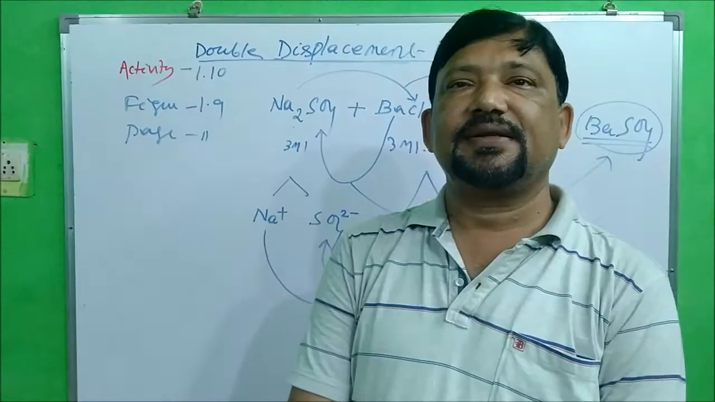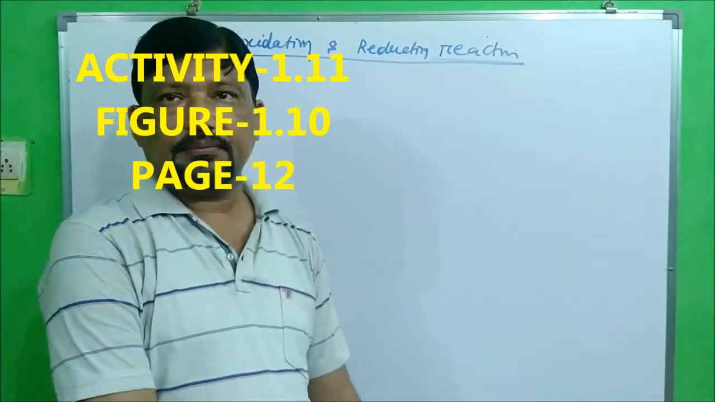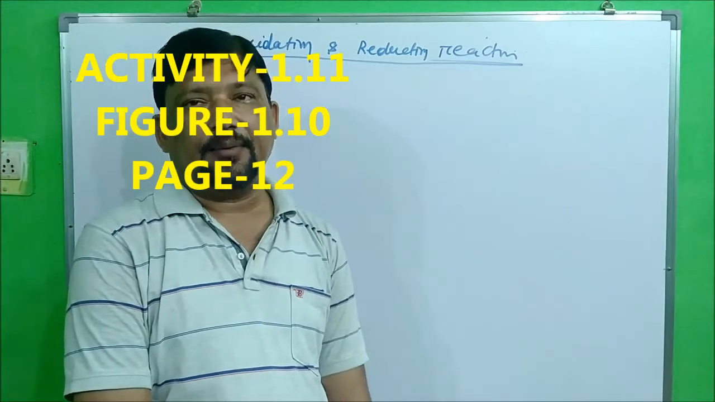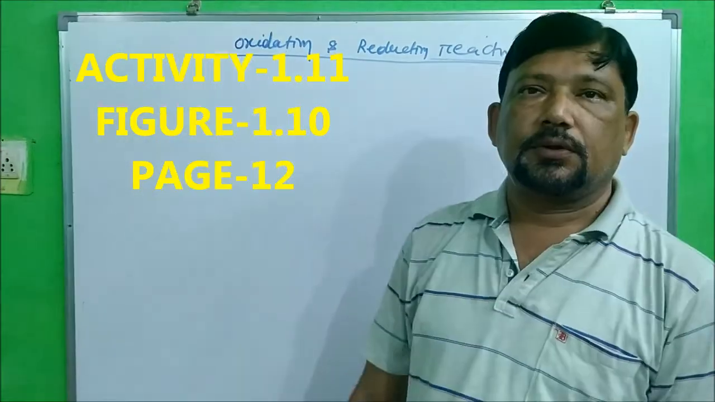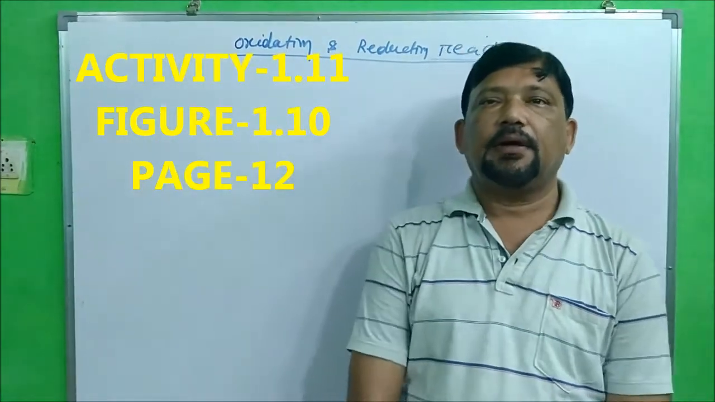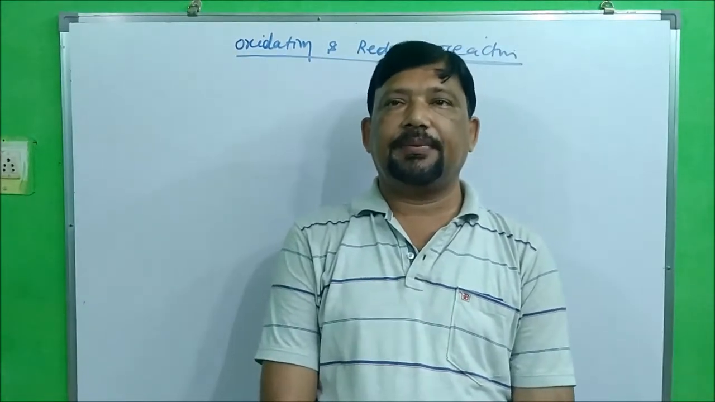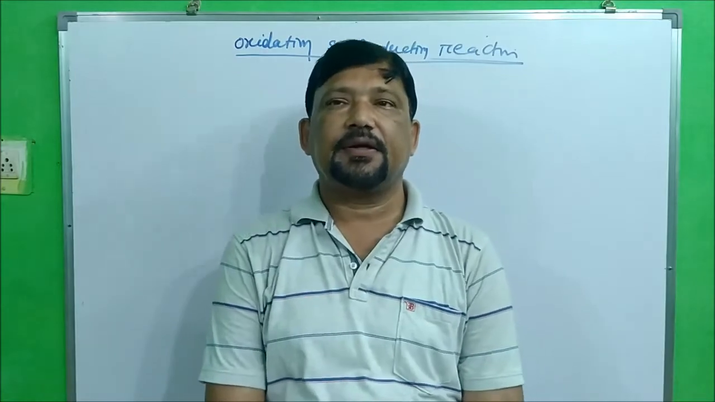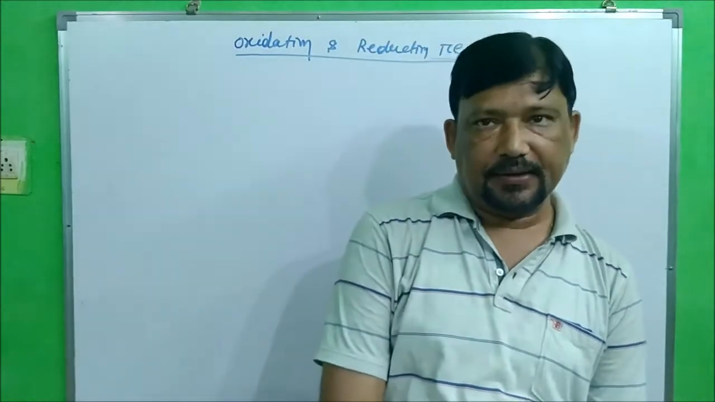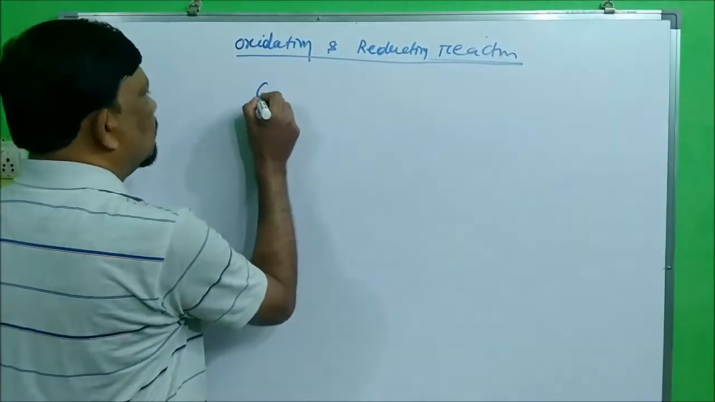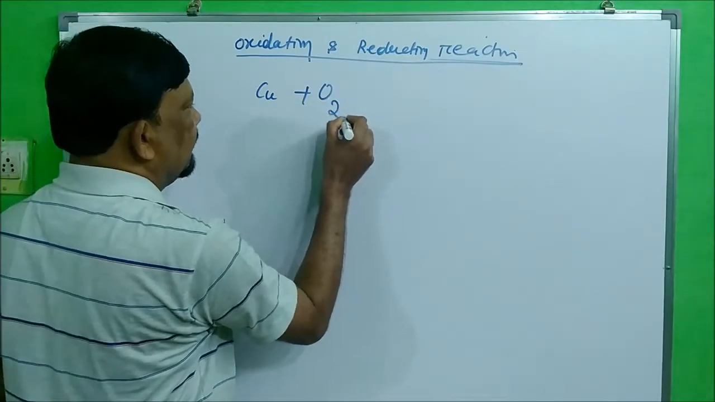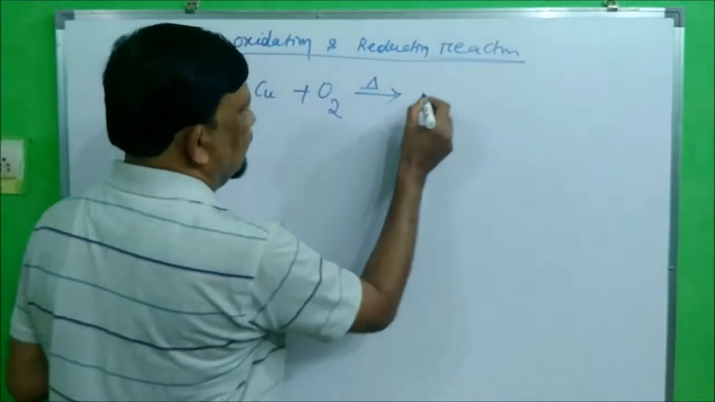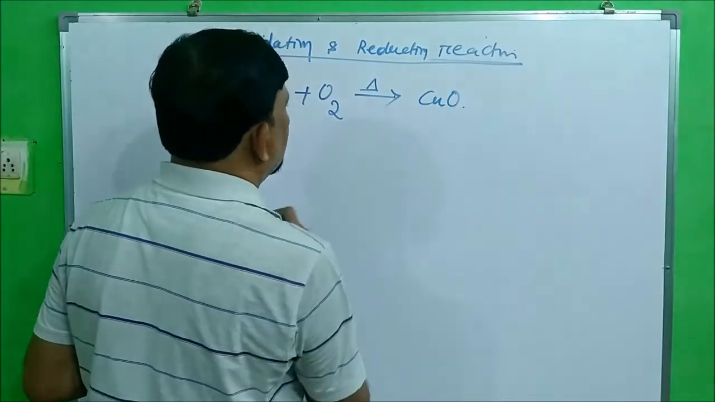Next, come to oxidation reduction reaction. See activity number 1.11, figure number 1.10 and page number 12. In this activity, yellow colored copper is heated in presence of oxygen, and the product is copper oxide, which is black in color. So copper when heated in presence of oxygen gives you copper oxide.